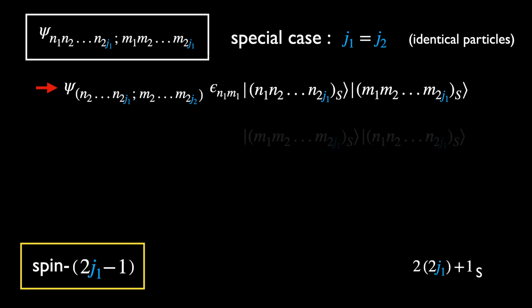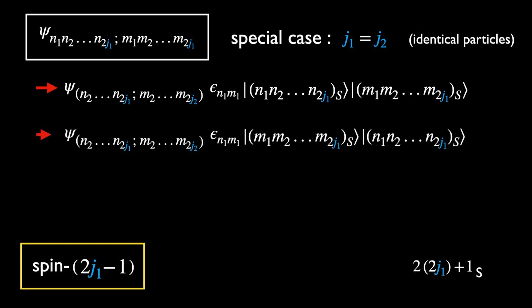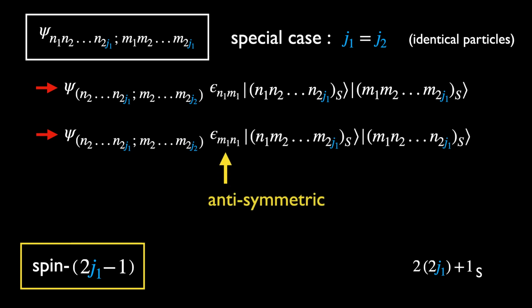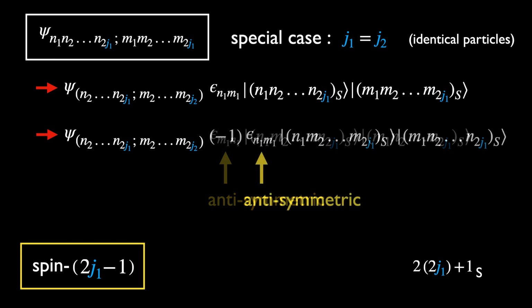Let's check. This is the exchange state. Then we make the following change of dummy indices. Now using the anti-symmetry of epsilon, we get a minus sign.